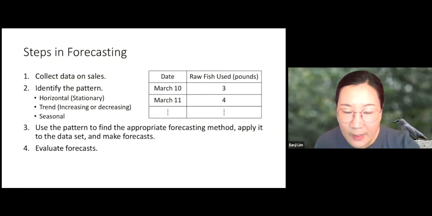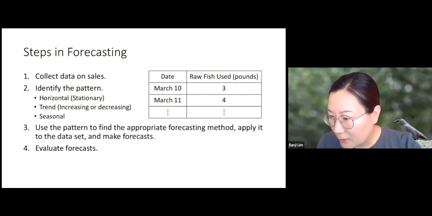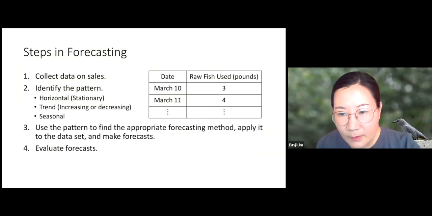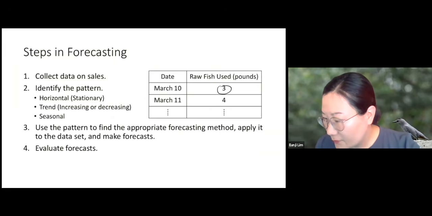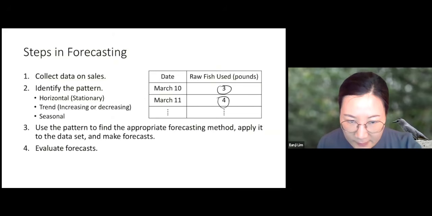So when we want to make a forecast, we need to follow some steps. First, we need to collect data on sales. For example, on March 10th, you use 3 pounds of raw fish, and the next day you use 4 pounds of raw fish, and so on. And like this, you need to collect your data points.